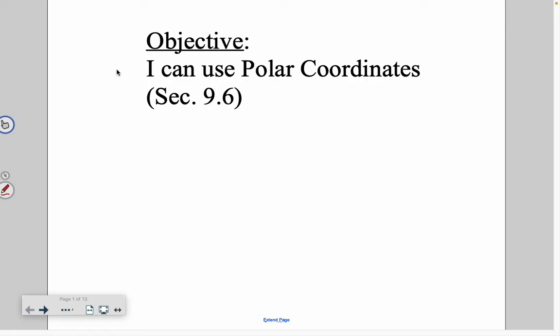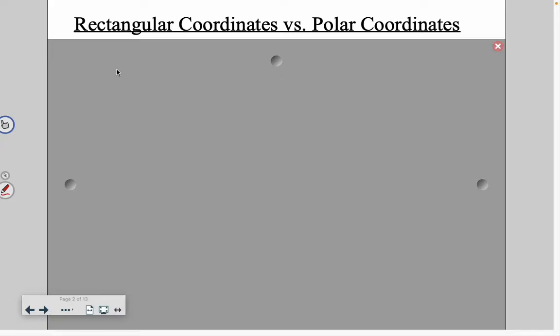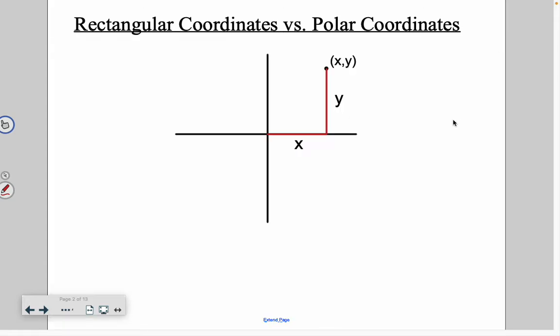Polar coordinates. Number one thing, rectangular versus polar. Rectangular is what you're normally used to. So for example, if I put this up here, when you plot a point in rectangular coordinates, from the origin you always go over a certain amount x and then up a certain amount y, and that's where your coordinates are plotted.